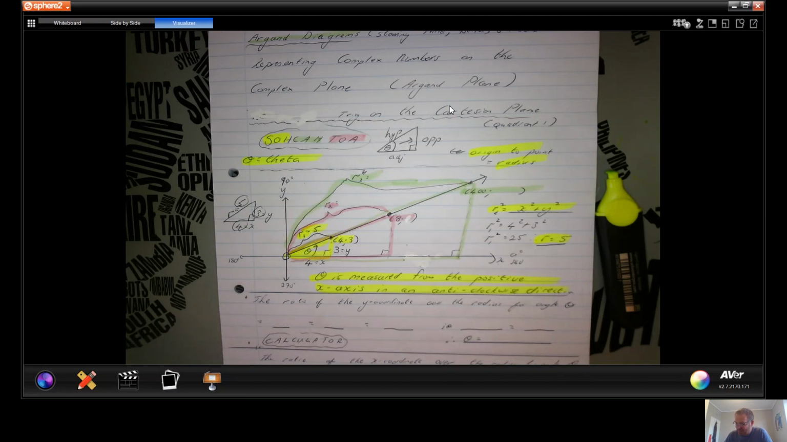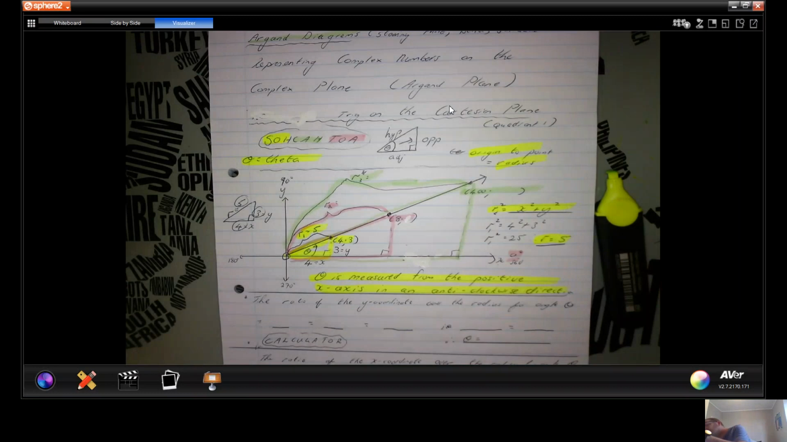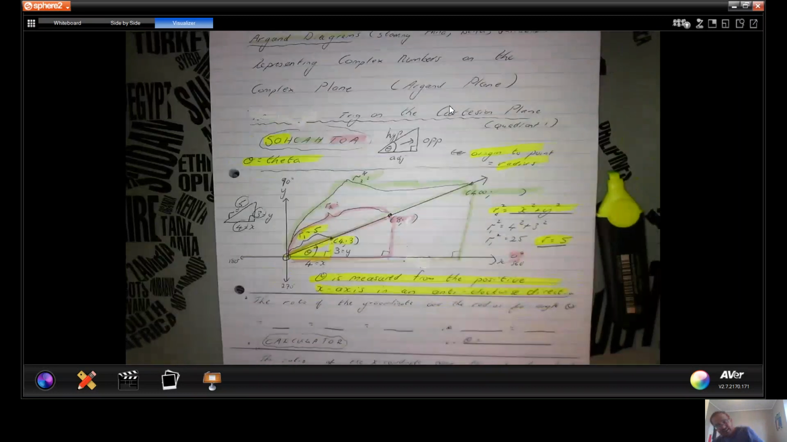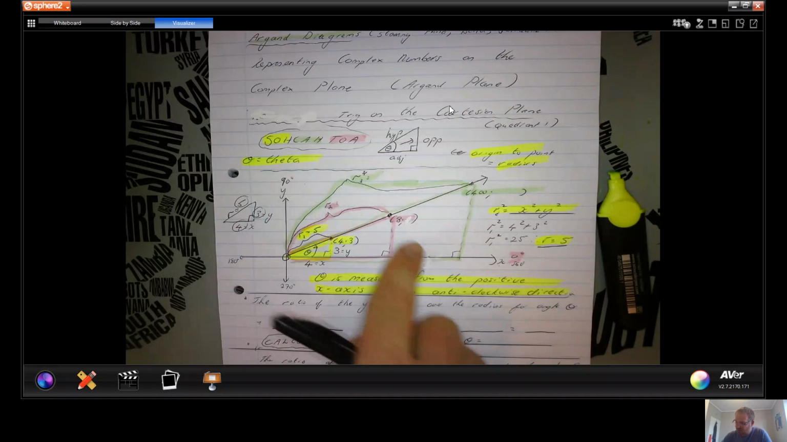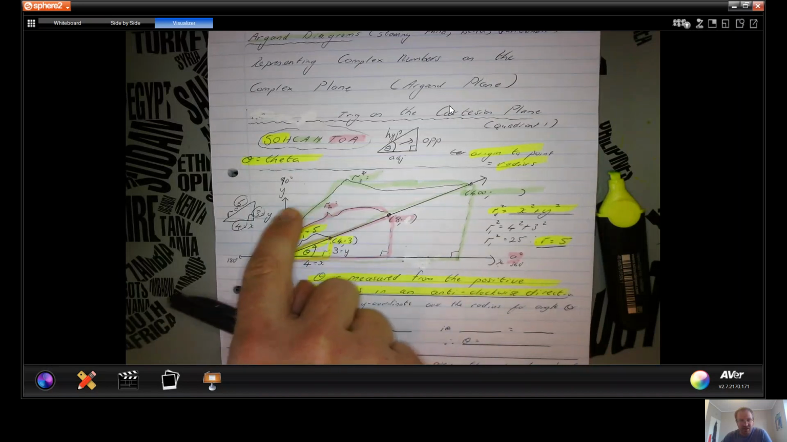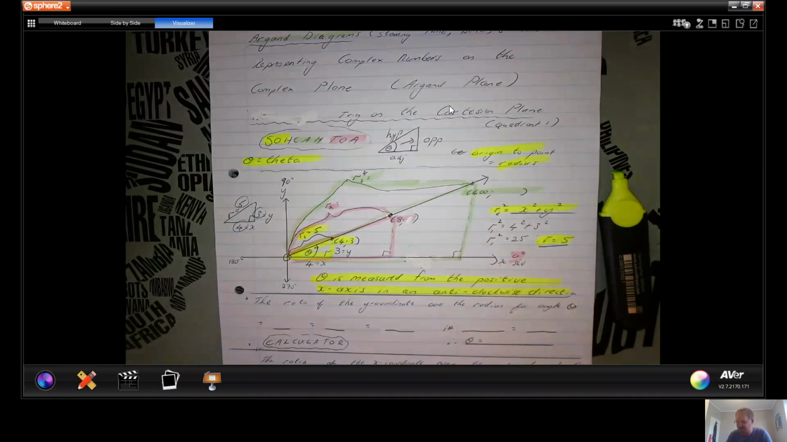On the Cartesian plane, an angle is measured from the positive x-axis, in other words, from this side, in an anti-clockwise direction. That's how we define an angle. And this starting point over here is 0 degrees. And we move in an anti-clockwise direction. So that would be 90 degrees. We carry on going. That would be 180 degrees, 270 degrees, 360 degrees.